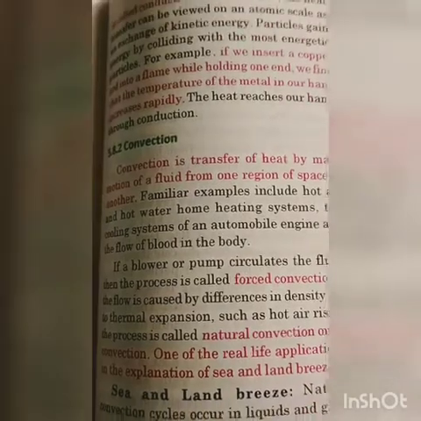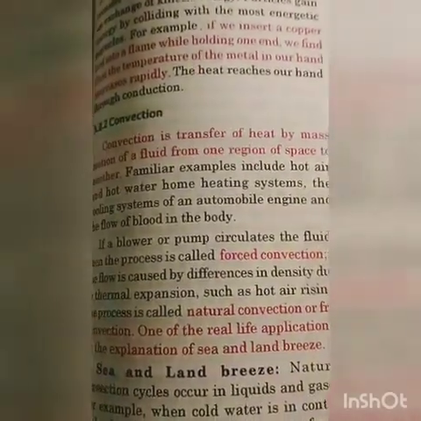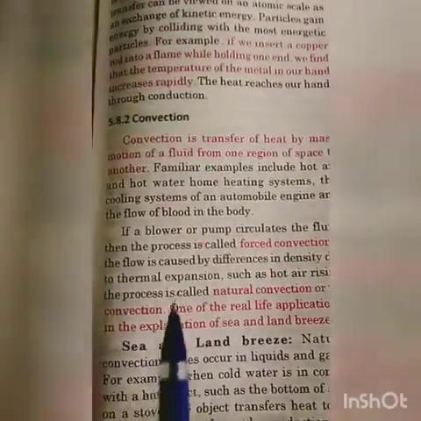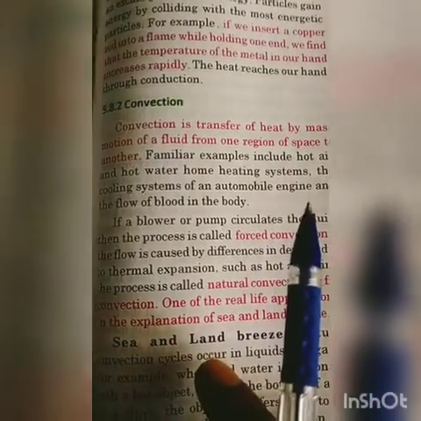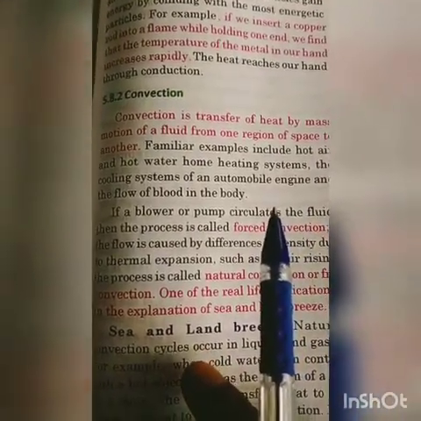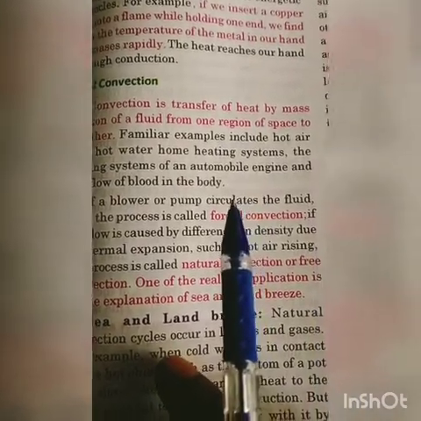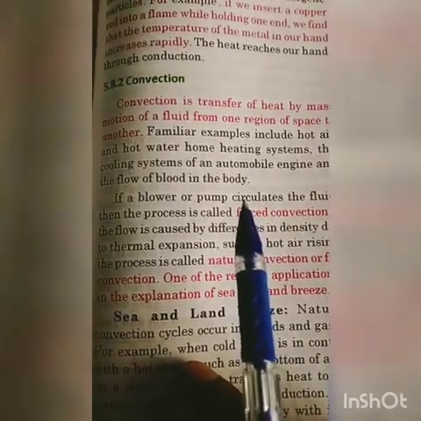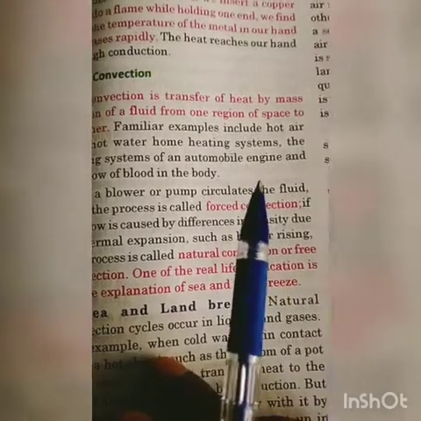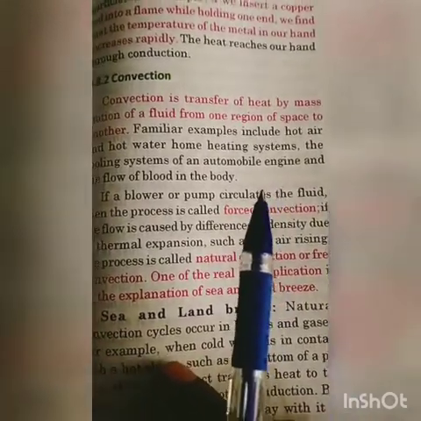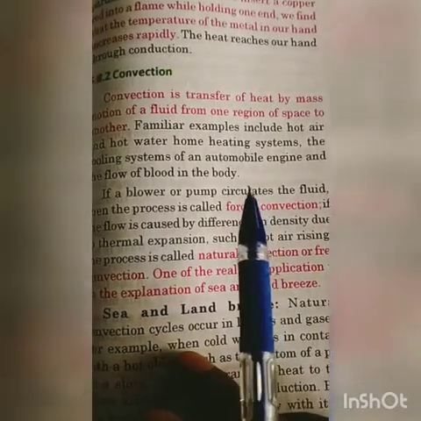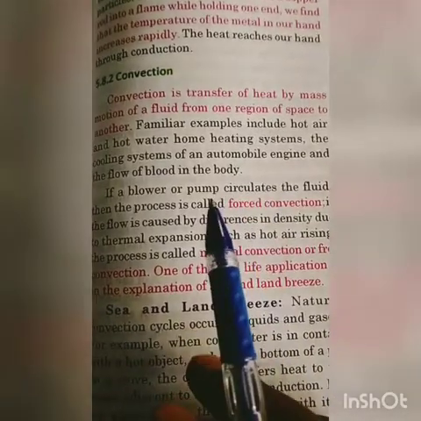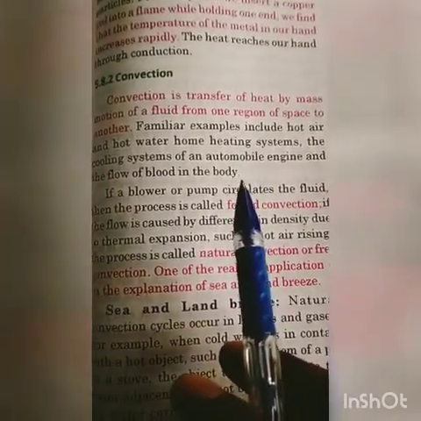And now convection. Convection takes place in liquids and gases. Here there is actual movement of the particles. When we supply heat, suppose you are heating water, you are supplying the heat at the bottom of the vessel. So the water at the bottom which comes in contact with the heat gets the energy.